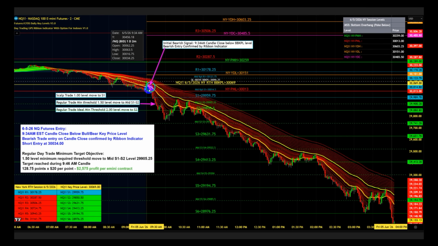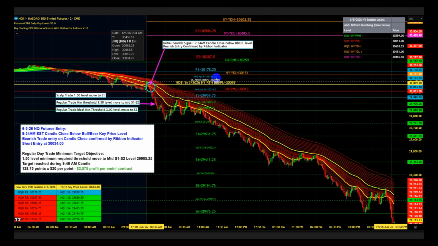For risk management, there were two stop-loss options available from the indicator to choose from. The first was the tighter stop-loss using the QL level above the BBKPL. The second was the standard stop-loss using the first midpoint above BBKPL, the mid-BBKPLR1 level.